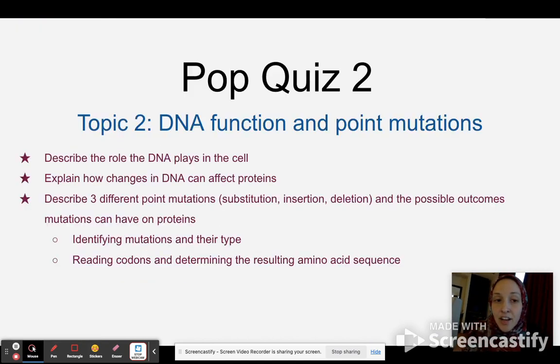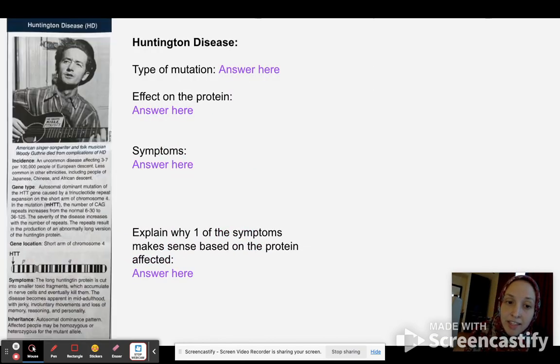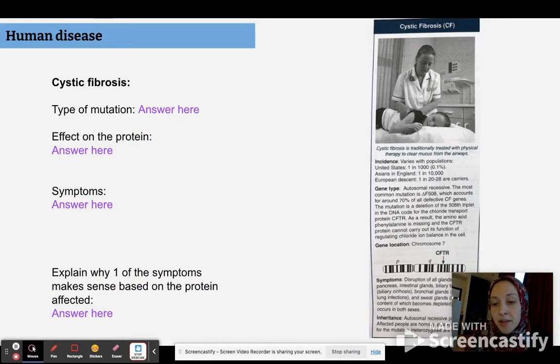And that is the end of our topic 2. You can take a look at these, but we'll talk about them more later. They're just 3 case studies or 3 types of mutations that cause disease and symptoms.